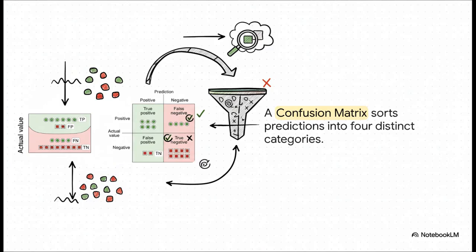Okay, so here's what one looks like. On one side, you have the actual value. That's the ground truth, what's really going on. And on the other side, you have the predicted value. That's what our system said was going on. And by comparing those two, we can sort every single outcome.